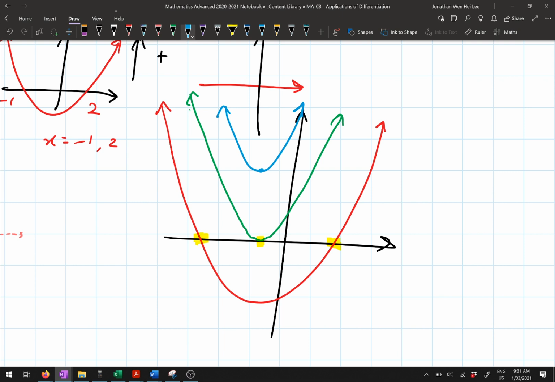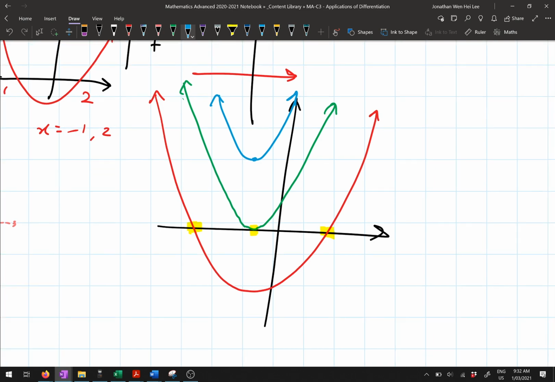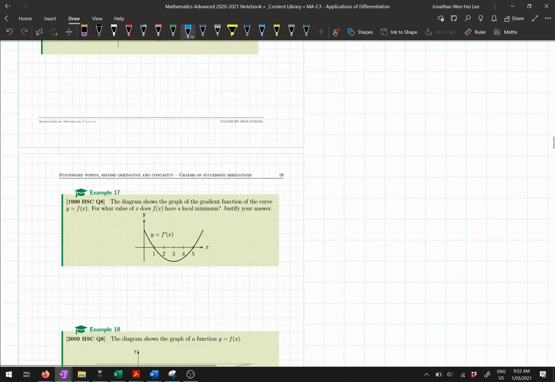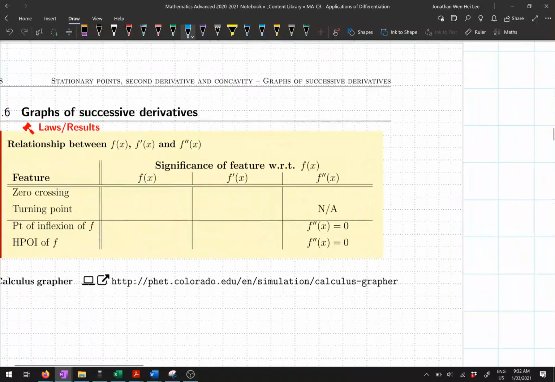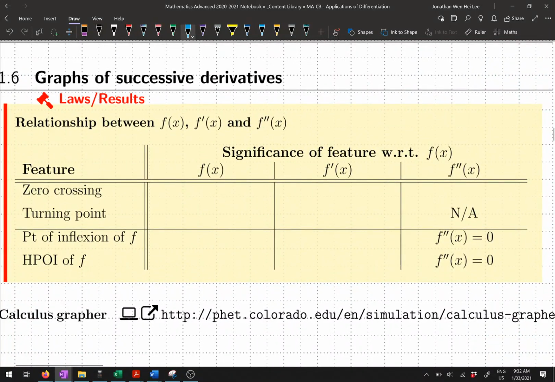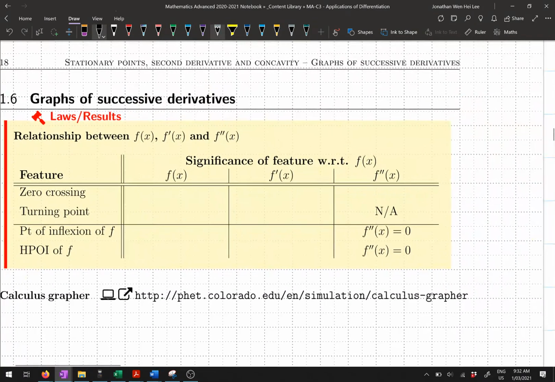Flip the page to 18. And here, we're going to start talking about what the relationship is between the original function f(x), the first derivative f dash x, and the second derivative f double dash x. Here we have a table, and I think it's missing a few rows. I'm not sure if I'm doing this correctly, but we're just going to do it anyway.